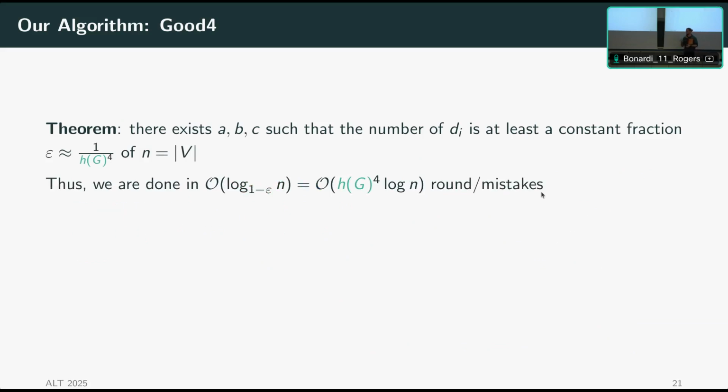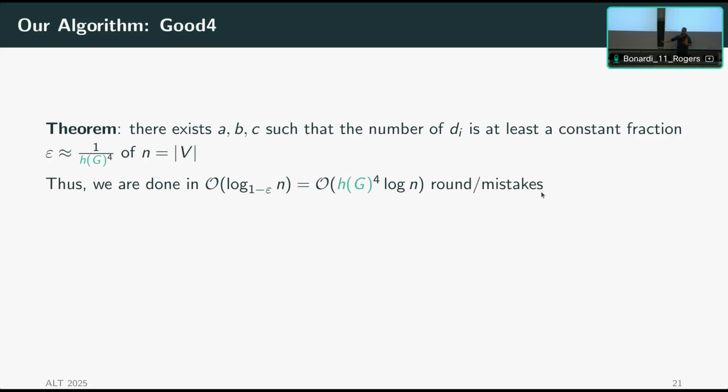We show that there always exist nodes A, B, C, such that the number of these Ds is a constant fraction of the overall number of nodes. So basically in each round, we can learn a constant fraction of the remaining nodes. And then you can already maybe see where this is heading.